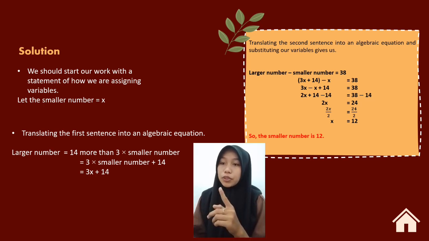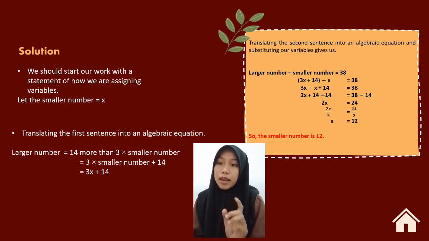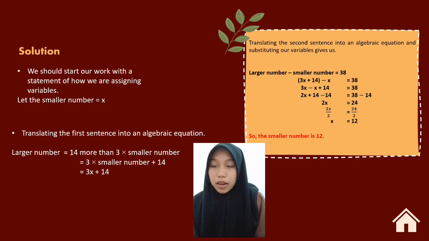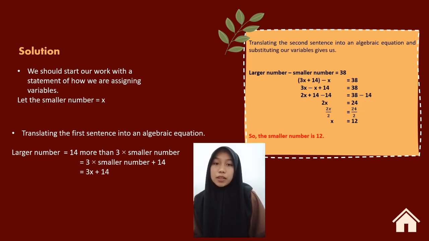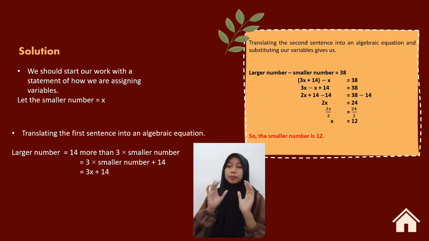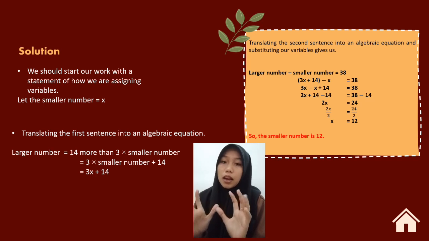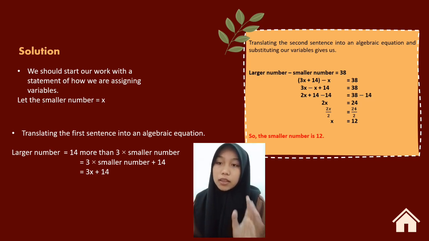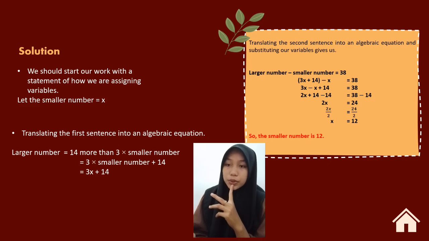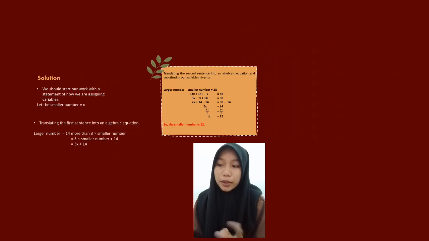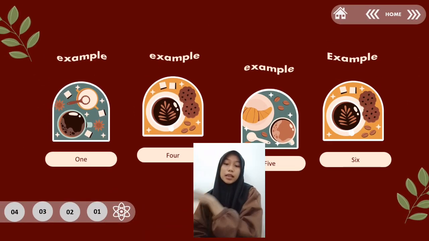So 3x plus 14 minus x equals 38. And next we have 2x equals 24. And we divide both sides by 2. So we have x equals 12. So the smaller number is 12.